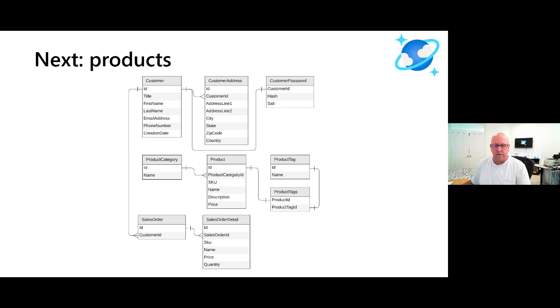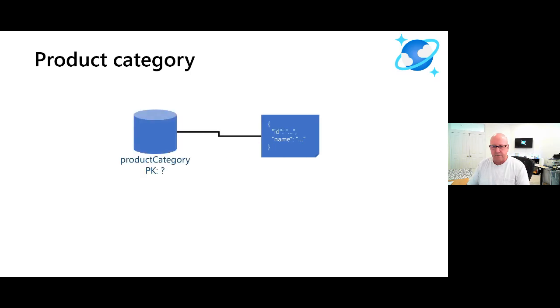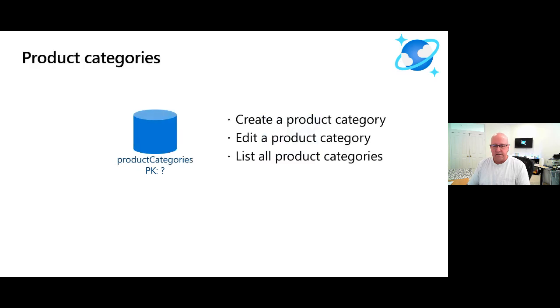Okay, next up, let's look at our product table. So first up is the product category table. We're going to do the same thing we did earlier, which is we're going to translate that into a JSON document, and we're going to store that into a container called product category. Next, we need to figure out what our partition key is going to be. So again, we'll look at the requests we need to support in our app. So here we need to create a product category, edit a product category.